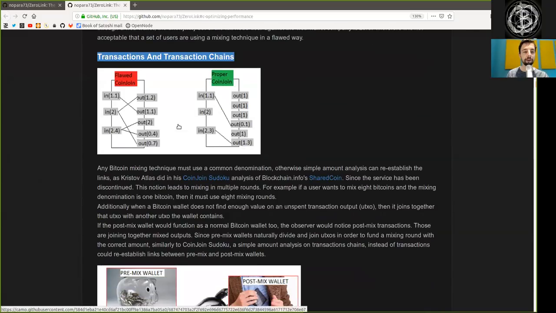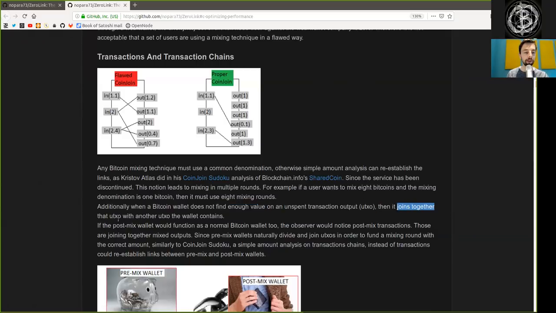Transactions and transaction chain. Any Bitcoin mixing technique must use a common denomination. Otherwise, simple amount analysis can re-establish the links, as Kristov Atlas did in his CoinJoin Sudoku analysis of blockchain.info's SharedCoin. Since the service can be disconnected, the notion leads to mixing in multiple rounds. For example, if a user wants to mix 8 Bitcoins and the mixing denomination is 1 Bitcoin, then it must use 8 mixing rounds.